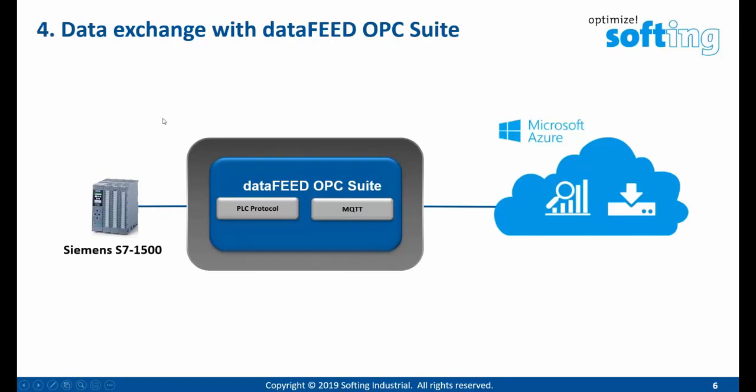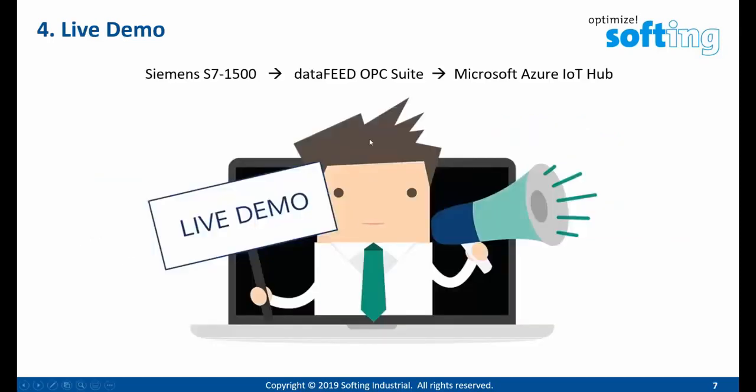What we are doing today is simply described. In the first step, we will establish a connection between dataFEED OPC Suite and the S7-1500. This is followed by establishing the connection on the MQTT side, between dataFEED OPC Suite and Microsoft Azure. And in the third step, we have to decide which data we want to send, so we have to do a mapping. This is already the end of the theoretical part. I will now start with the live demonstration.